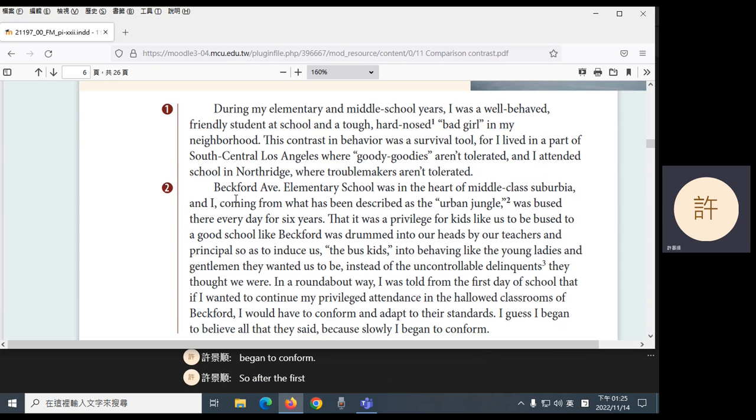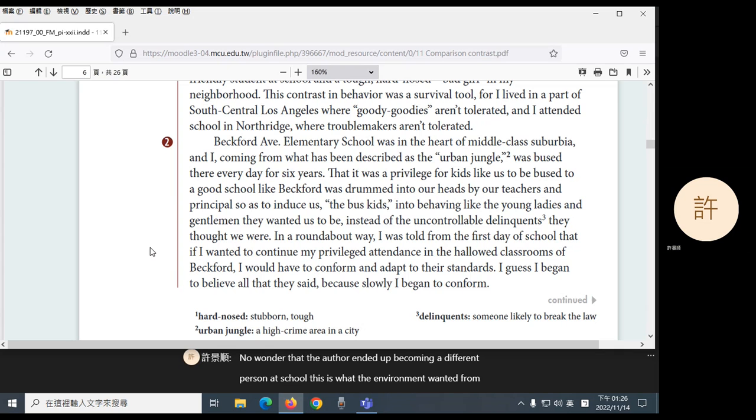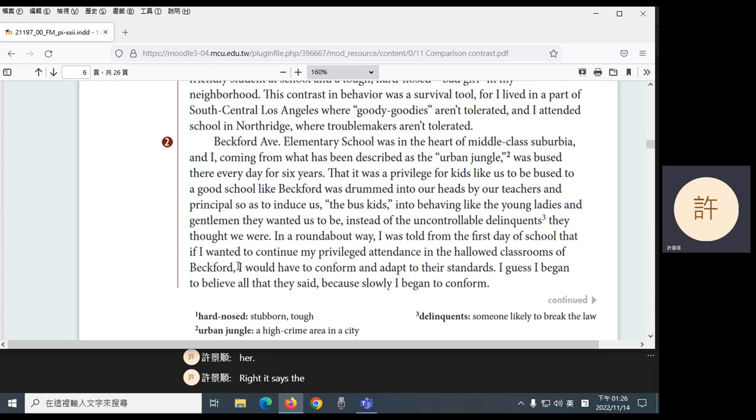So after the first paragraph introduces the topic, the second paragraph gives us the background to the story. Why did the author end up becoming a different person at school? Because that comparison between her family life and her school life was made by her teachers and principal. The school itself told her to become a different person. The teachers themselves made this comparison, right? Telling them that it's a privilege to come here, at the same time calling them bus kids. So it's no wonder that the author ended up becoming a different person at school. This is what the environment wanted from her. Right? It says, the school told me I would have to conform. Therefore, slowly I began to conform.